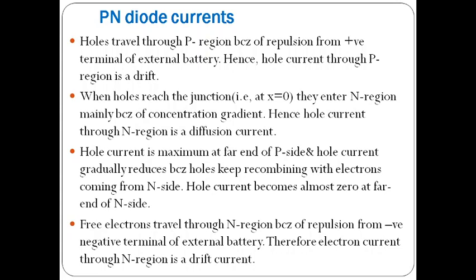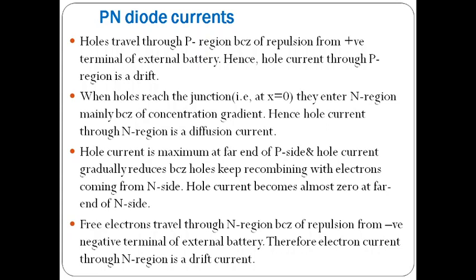Hence, the hole current through the P region is drift. When charge carriers are moving due to an external battery or external electric field, that mechanism is called the drift mechanism. So the holes in the P region are moving due to the repulsion of the positive terminal of the external battery. So the current through the P region is due to the drift mechanism, and this current is called hole drift current.